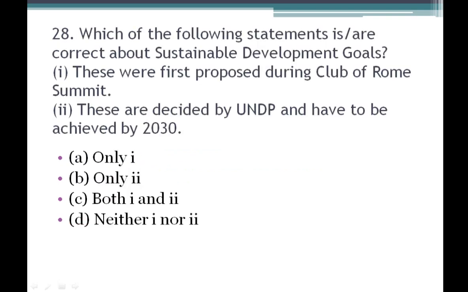Question number 28. Which of the following statements is or are correct about sustainable development goals? Number 1. These were first proposed during Club of Rome summit. Number 2. These are decided by United Nations Development Programme and have to be achieved by 2030. So the correct option is option B, that is only 2.